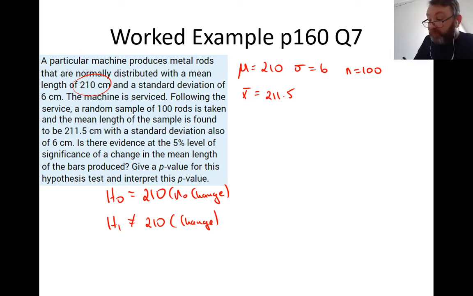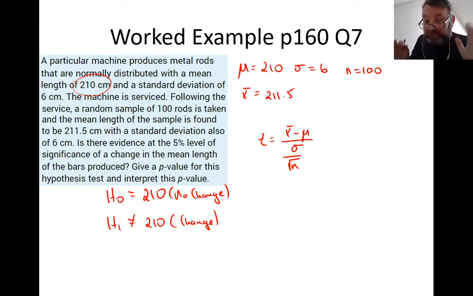So what have I got to do? Work with z-scores. We know that for a sample mean, we know how to get our z-scores. It's x bar, the sample mean, minus the population mean, over the standard deviation divided by the root of n, the number in your sample. Now that's a formula you just have to learn off. It is in your tables. Not too sure what page it's on, but it's there somewhere.